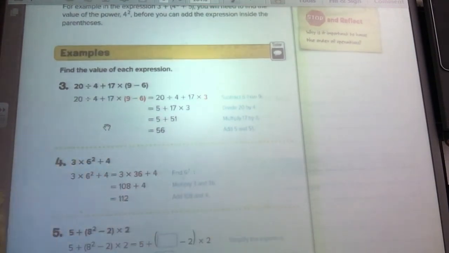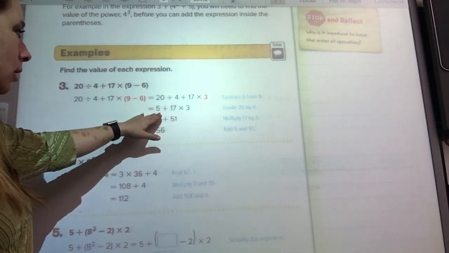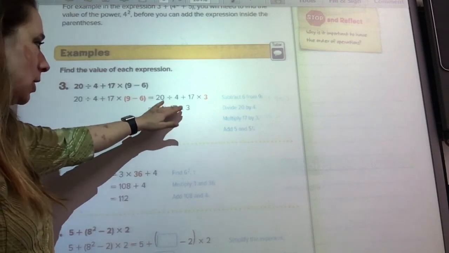20 divided by 4 plus 17 times 9 minus 6. You have to do the 9 minus 6 first because it's in parentheses. Okay, so 9 minus 6 is 3, so they rewrote it: 20 divided by 4 plus 17 times 3. Now you've got dividing and multiplying and adding. So remember, if you have multiplying and dividing, you read left to right. So they did 20 divided by 4 and they got 5. Then they rewrote it: 5 plus 17 times 3.